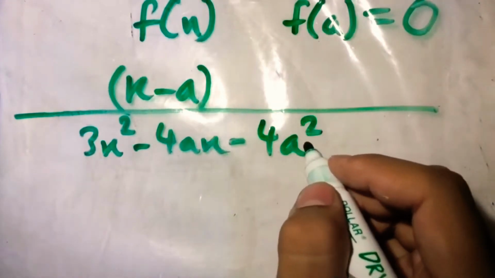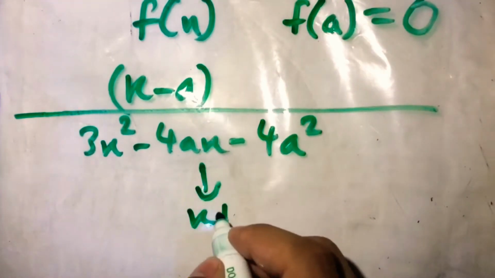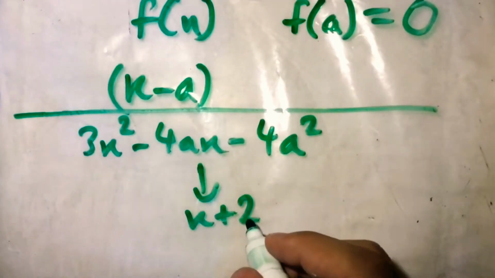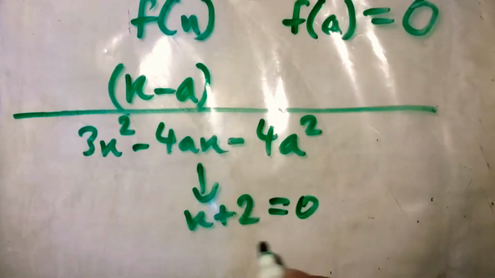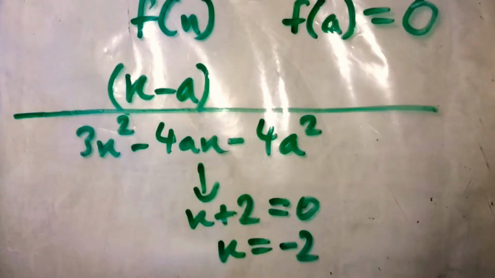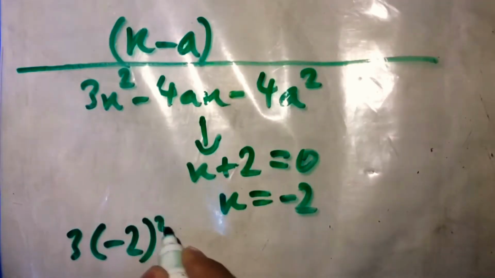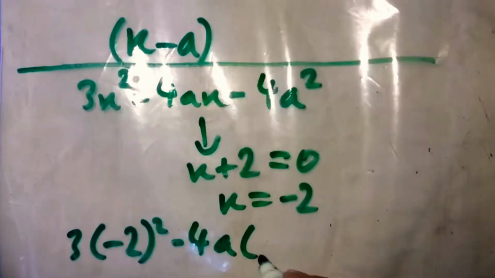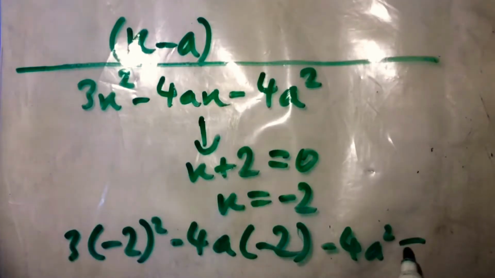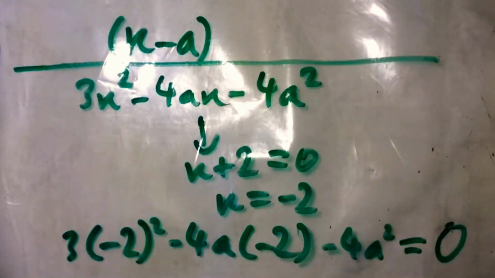This expression has a factor x plus 2. We have to find the values of a. Now we'll equate the factor with 0, find the value of x, and substitute this value into this equation. So 3 minus 2 square minus 4a, and this will be equal to 0 because it is a factor.